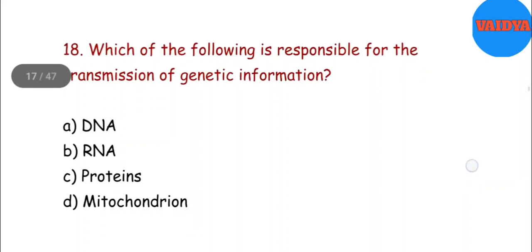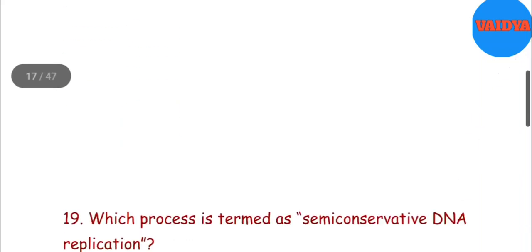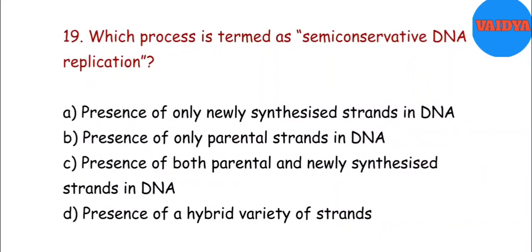18. Which of the following is responsible for the transmission of genetic information? A. DNA. B. RNA. C. Proteins. D. Mitochondrion. Answer. B. RNA.